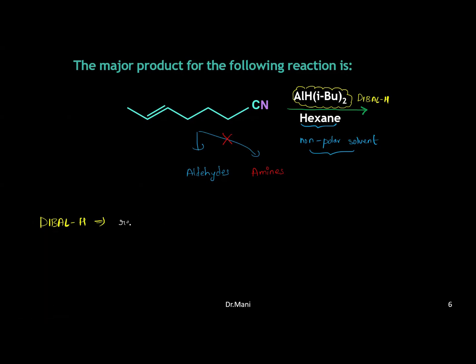Reduce cyanide, which is nothing but a nitrile group, to aldehydes only. Okay, it will not further reduce to alcohols. That's one thing. And whatever the non-polar solvent is there, it will maintain selective reduction.